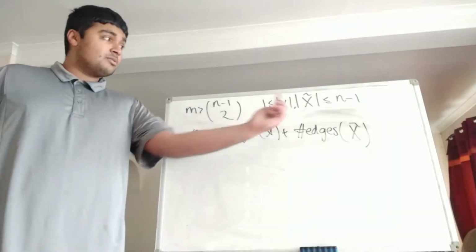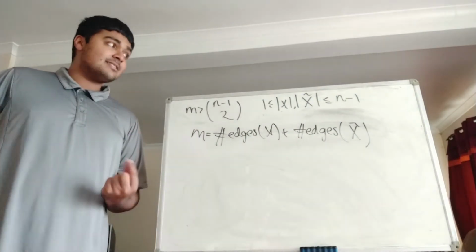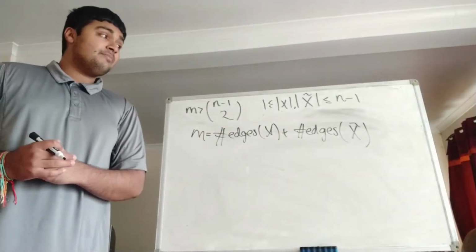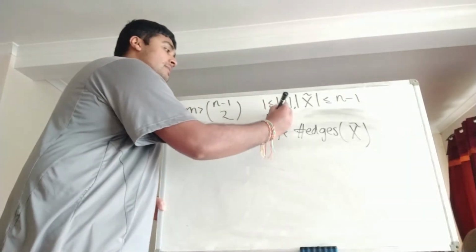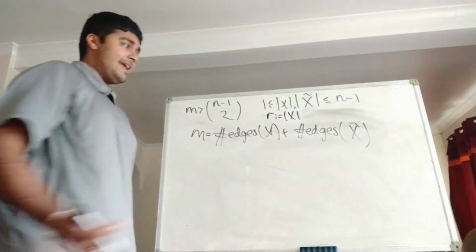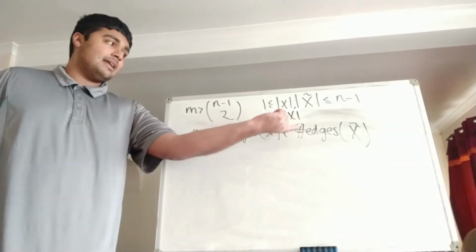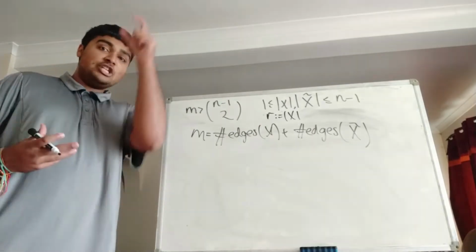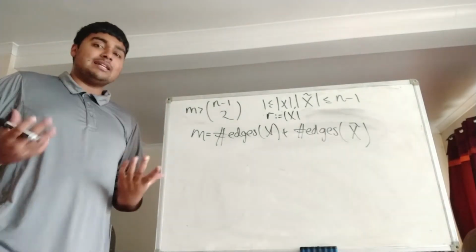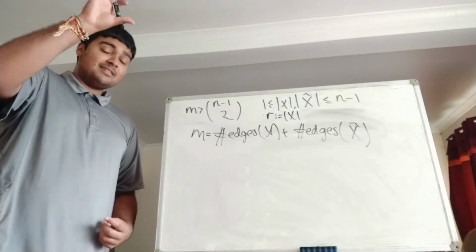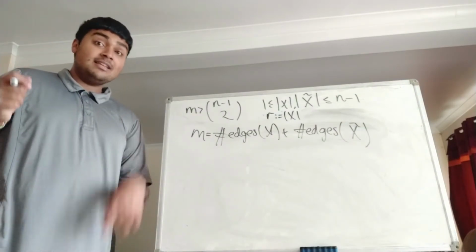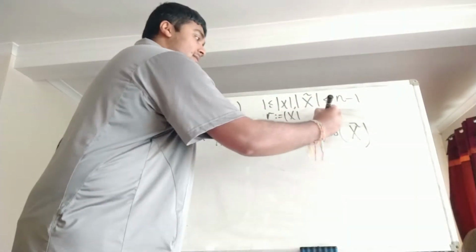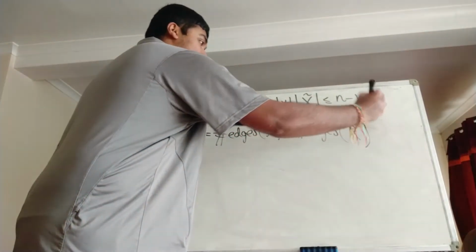But now if we go back to what we had here, we just showed that the number of vertices in X and the number of vertices in X tilde is some number between 1 and n minus 1. What we're going to do is call r the number of vertices in X. We don't know what it is, it's some number between 1 and n minus 1, but we're just going to call it r for now. Now remember, G is essentially X plus X tilde. So G has n vertices, X has r vertices, so X tilde must have n minus r vertices.